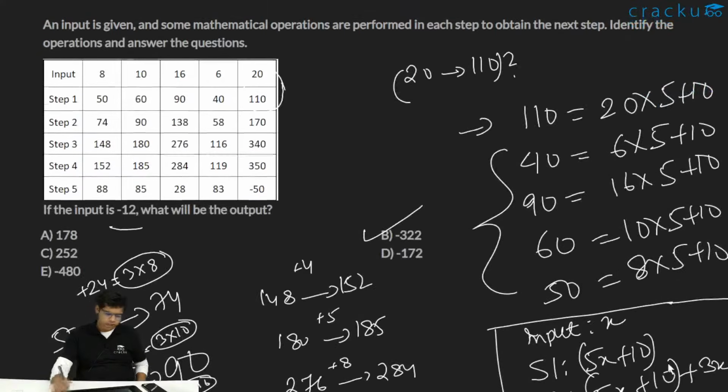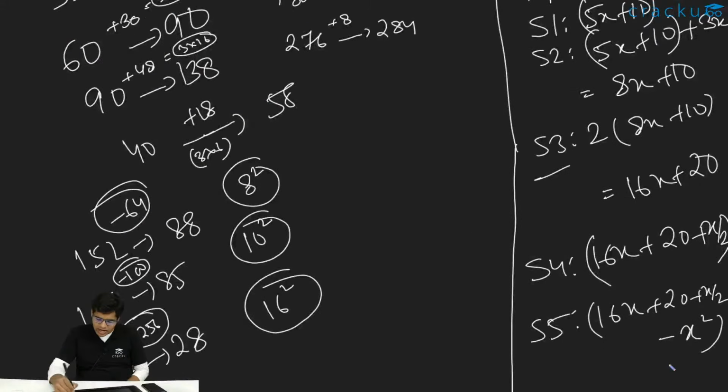Now see step 4. Step 4 is 152. This was 148. Difference is what? 4. What is 4? 4 is 8 by 2. 185 minus 180, difference is 5. What is 5? 10 by 2. 284 minus 276, it is 8. What is 8? 16 by 2. So basically, whatever the value in step 3, we need to add x by 2. Right? We need to add x by 2. 16x plus 20 was the value in step 3, so in step 4 we will add x by 2.